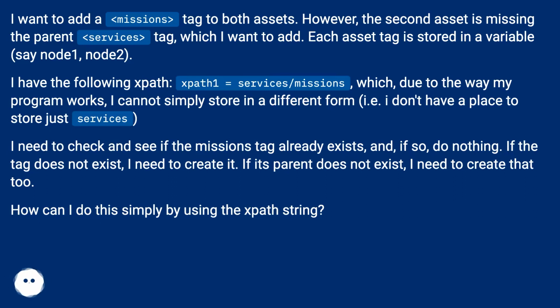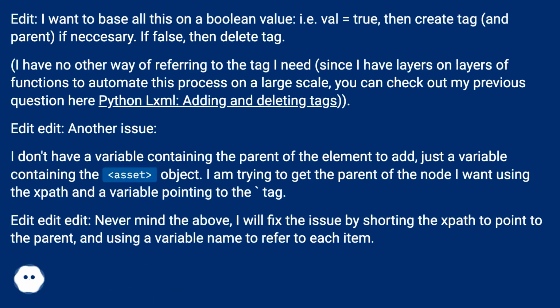If the tag does not exist, I need to create it. If its parent does not exist, I need to create that too. How can I do this simply by using this path string? Edit. I want to base all this on a Boolean value, i.e. val equals true, then create tag, and parent, if necessary. If false, then delete tag.